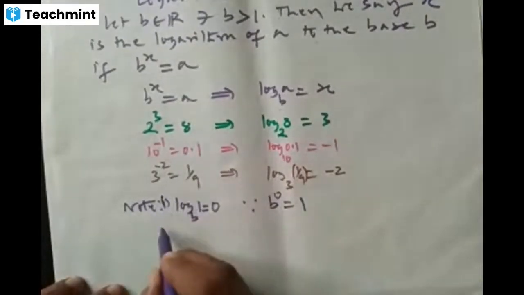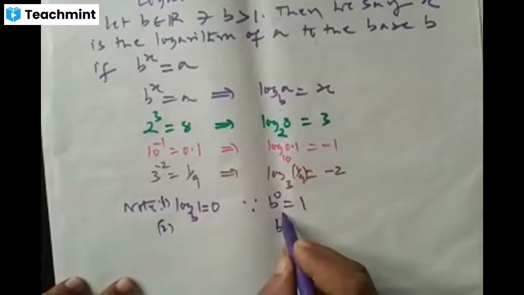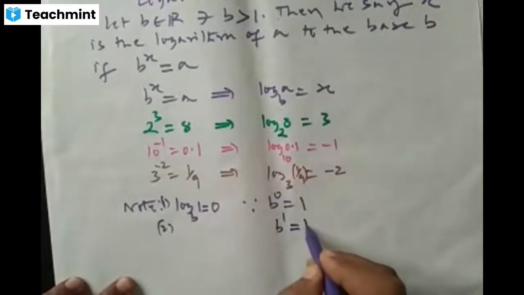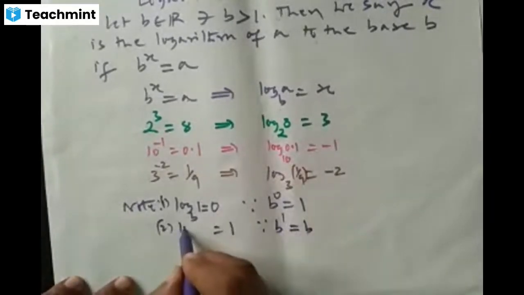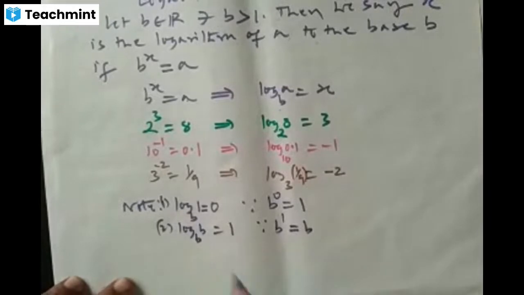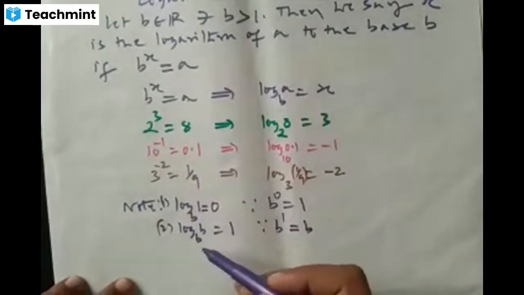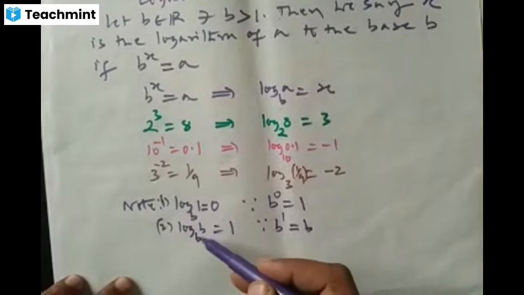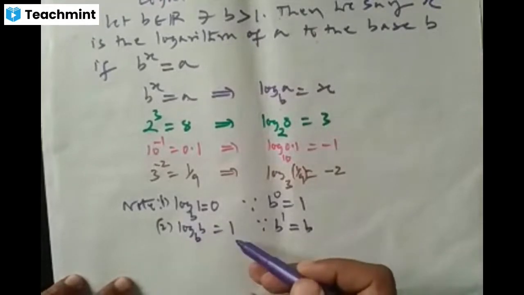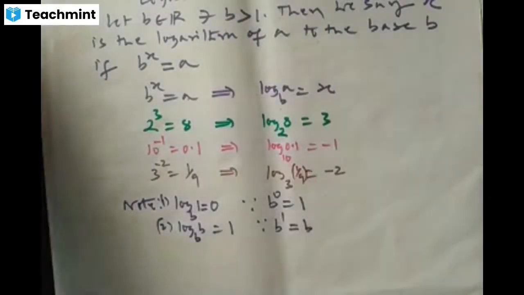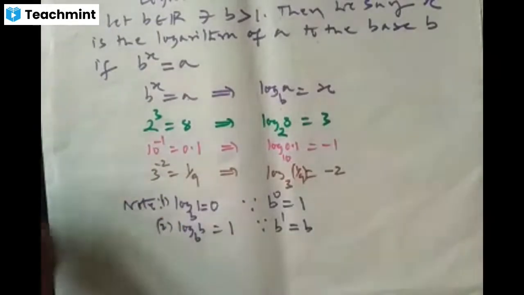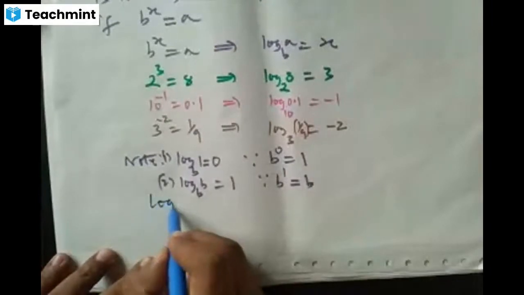Next, note number 2. What is b power 1? b power 1 is b itself. So that means 1 is the logarithm of b to the base b itself. Or in other words, the logarithm of any number to the same base is always equal to 1. Okay. So now with this background we can define a logarithmic function. Next, logarithmic function.